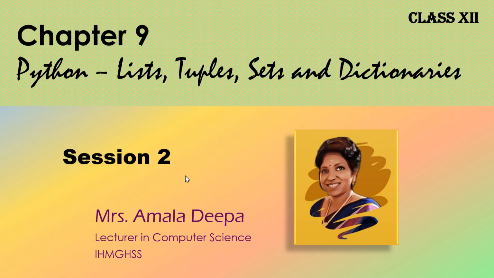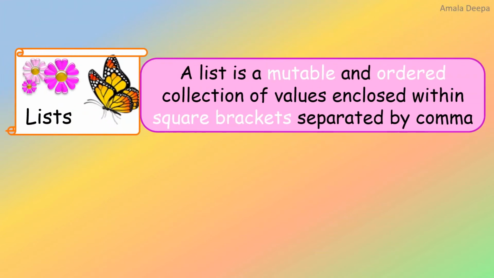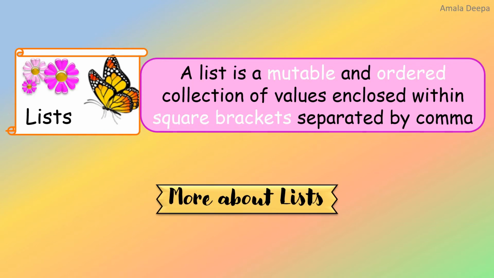In my first session, I taught you about lists. A list is a collection data type. A list is a mutable and ordered collection of values enclosed within square brackets, separated by commas. In this session, you will learn more about lists.